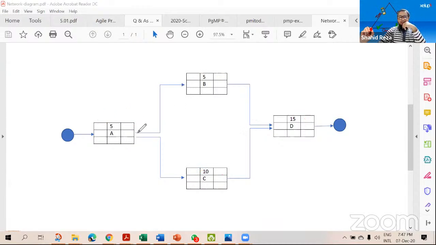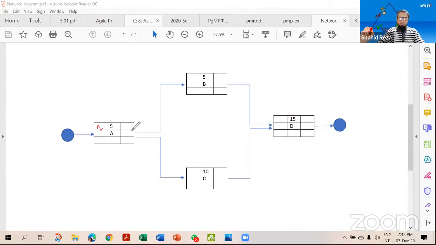Our duration is given. If we want to find the earliest start for this task, when can we start this task earliest? This is the start, which means the first day, day 1. There is no dependency, so we can start this task on the first day. So the earliest start for this task is day 1. I am writing early start is 1.